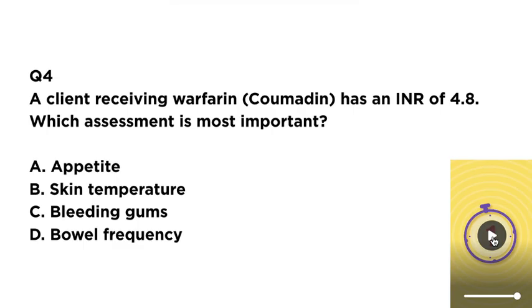A is incorrect because appetite does not evaluate bleeding risk. B is incorrect because temperature changes are unrelated. D is also incorrect because bowel frequency does not assess anticoagulation.